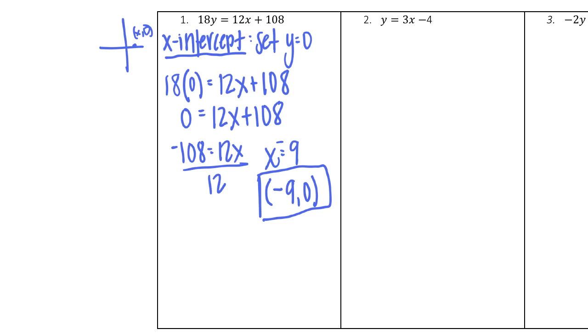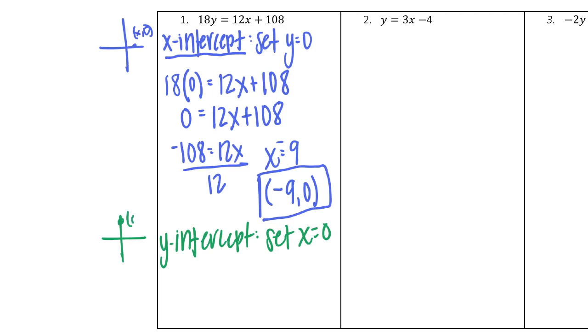Remember, for the y-intercept, similar process, except now you're going to set x equal to 0. Because if you're finding the y-intercept, the x value on that y-axis is always going to be 0. So you're plugging in 0 for x. So go back to your equation up at the top, 18y equals 12x plus 108, and in place of x, we're putting a 0. So we have 18y equals 12 times 0 plus 108.